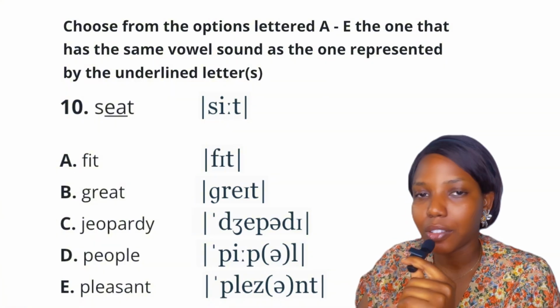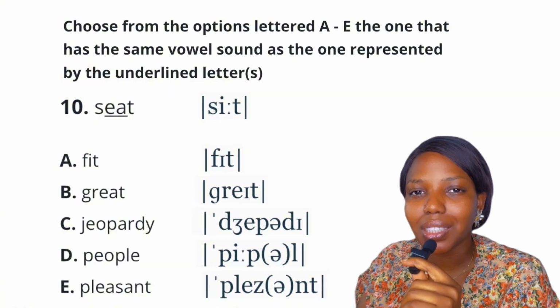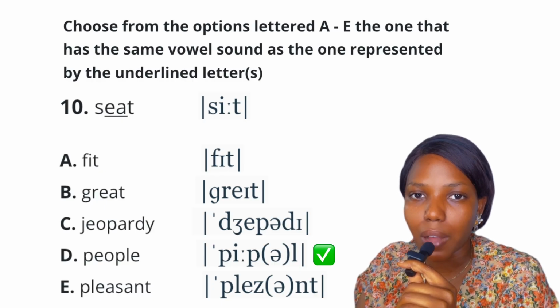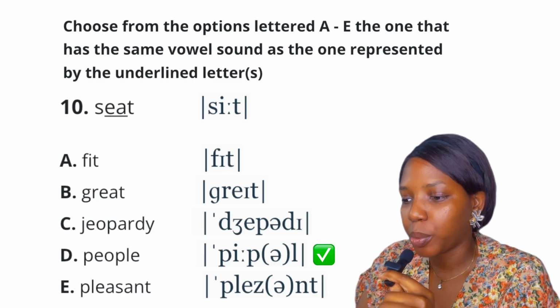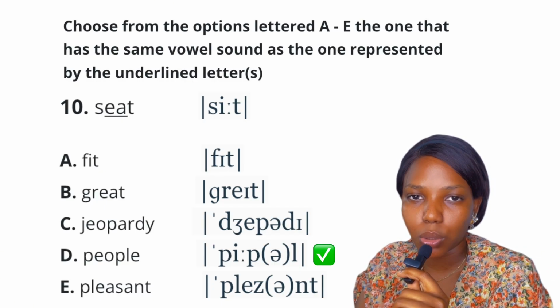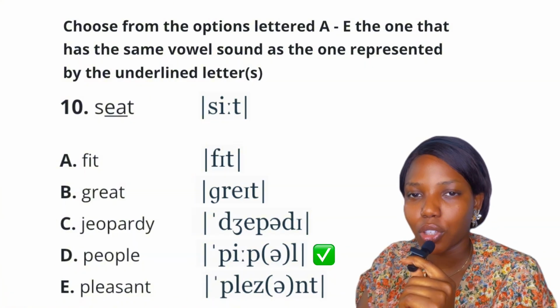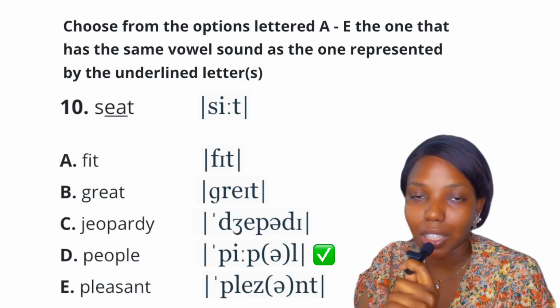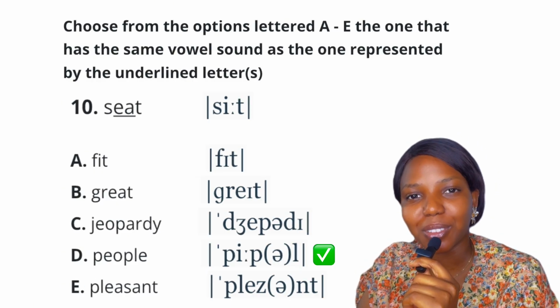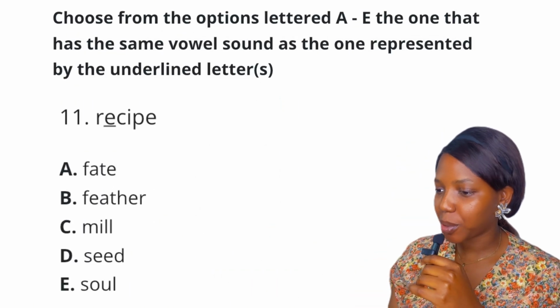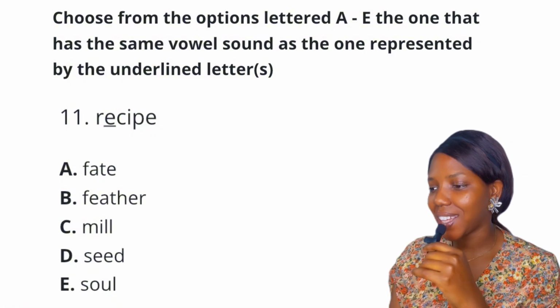So option D, we have people, right? This is the answer to the question. It has a long vowel sound E. Option E, we have pleasant. Okay, so we have two vowel sounds in pleasant. So final answer to this question is definitely option D, people.